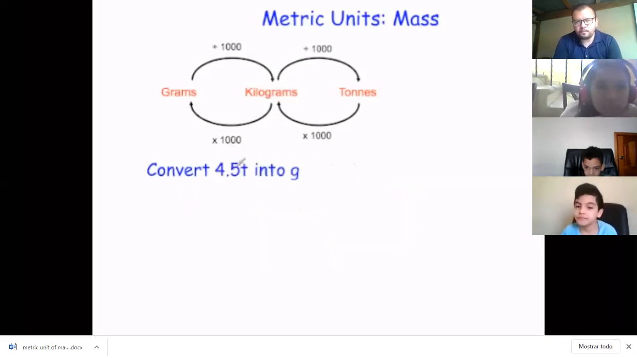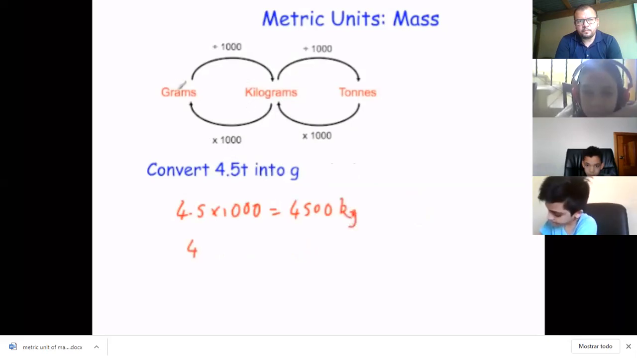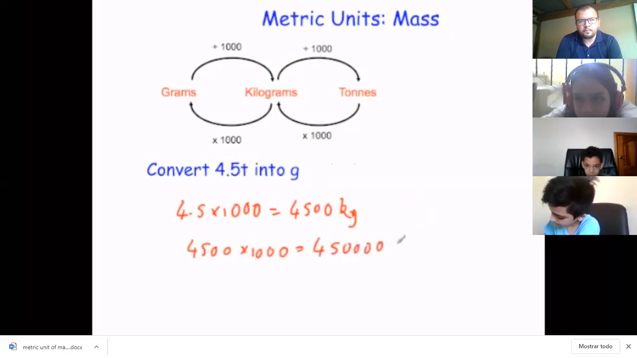And finally, convert 4.5 tons into grams. So you go from tons to grams, you're going to do times by 1,000 to get it to kilograms, times by another 1,000. So we're going to do 4.5 times 1,000 to get our 4.5 tons into kilograms, which would be 4,500. That's kilograms. To get grams, we're going to times by another 1,000, so we're going to do 4,500 times 1,000, and that would be, adding on 3 zeros, 1, 2, 3, 4,500,000 grams. And that's it.